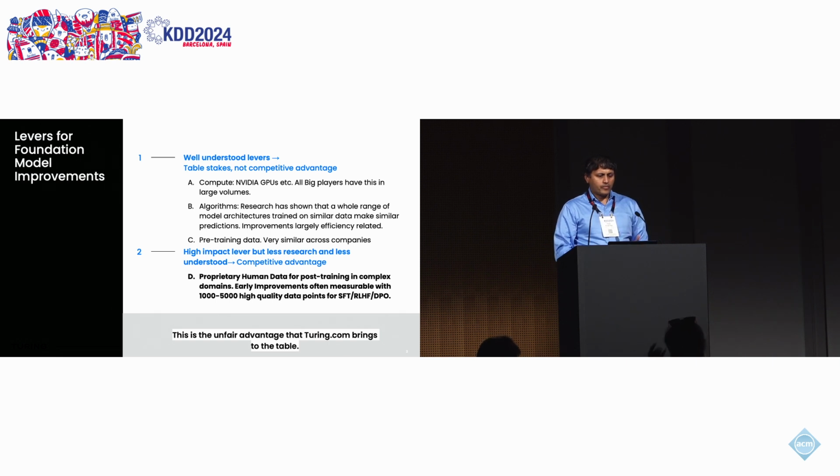And what is also very interesting about this, which I'll get to during the course of the talk, is that human data in a lot of expert domains, examples as little as, say, a few thousand data points can already start to show you very early improvements, which is what even makes many of these things economically viable. And this is the unfair advantage that Turing brings to the table, and this is why I'm shedding more light on this topic.